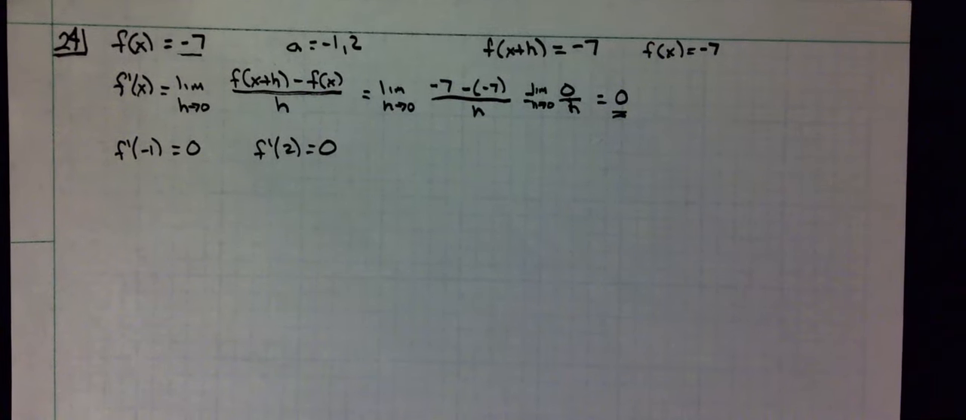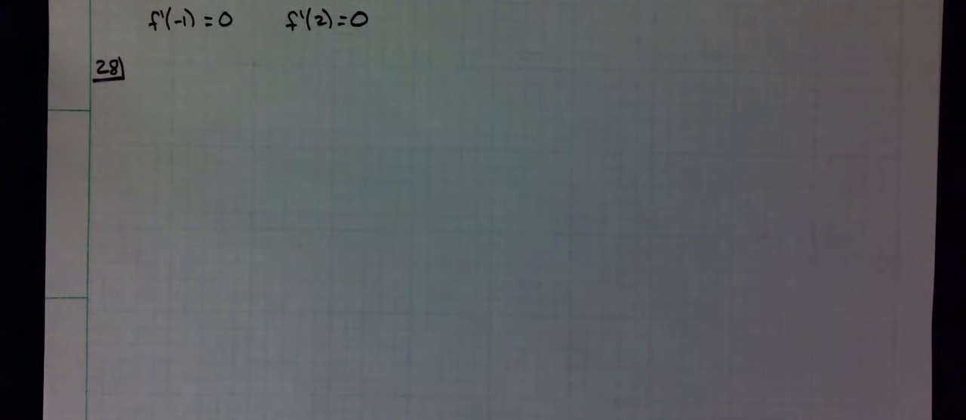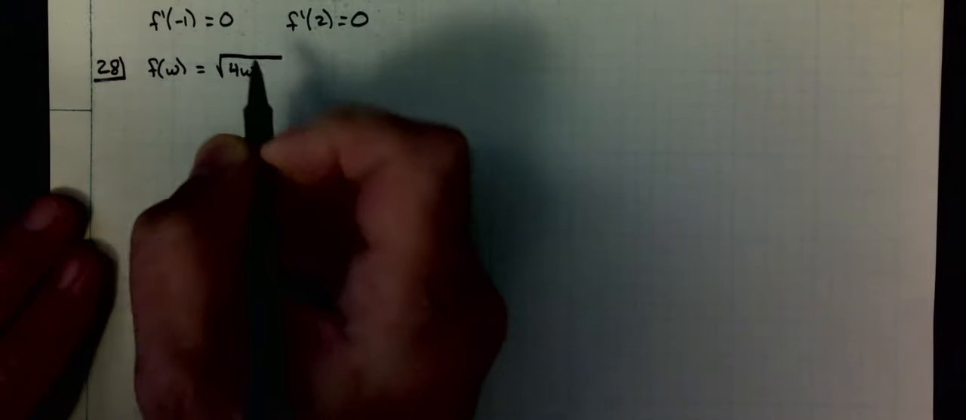Problem 28 gives us a root function. After this lecture, we're going to figure out a shortcut first. Same thing, f of w is equal to the square root of 4w minus 3. Here they give us a's are equal to 1 and 3.